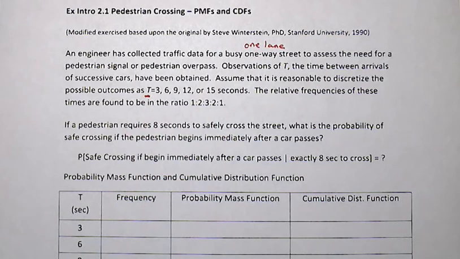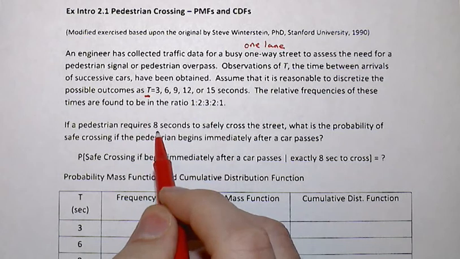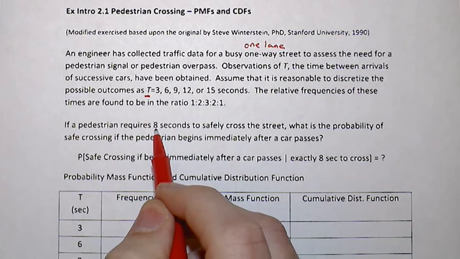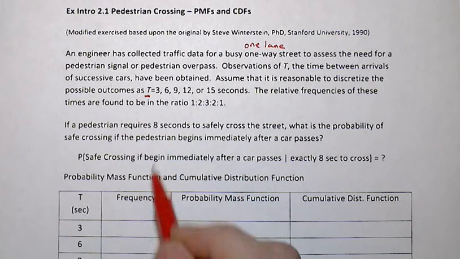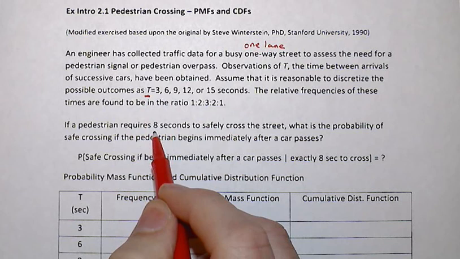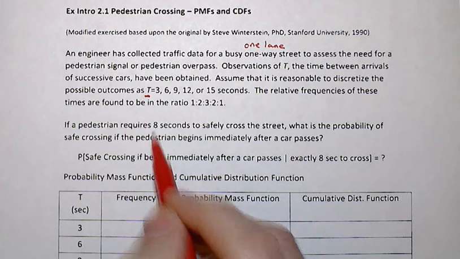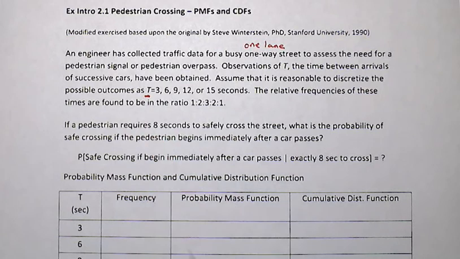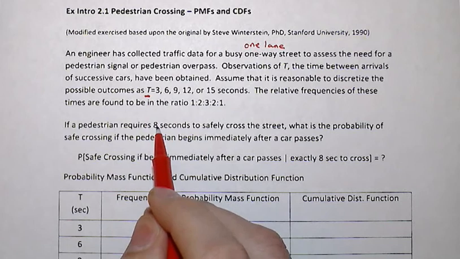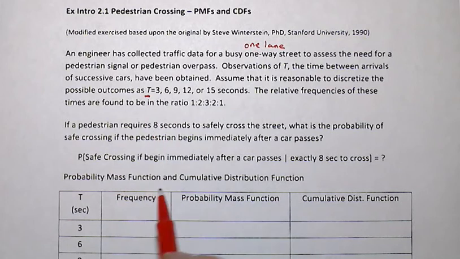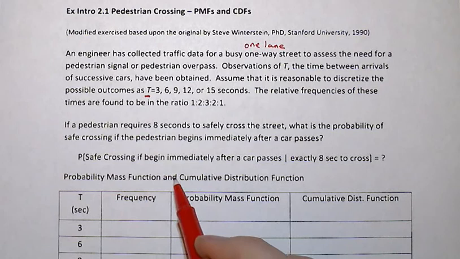The question to be addressed is that we've documented in our study that a pedestrian requires exactly 8 seconds to safely cross the street. Now that's what we're going to do in this first example. In later examples, we'll begin to look at different times that it might take to get across the street and how that changes what we're ultimately going to be asking, which is really all about what's the probability of a safe crossing.